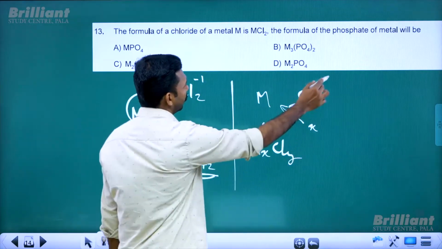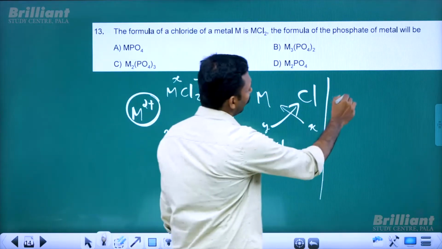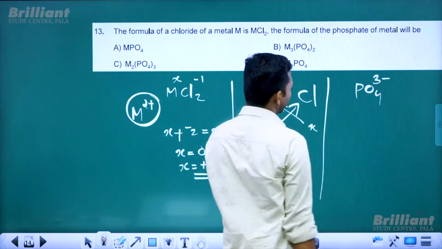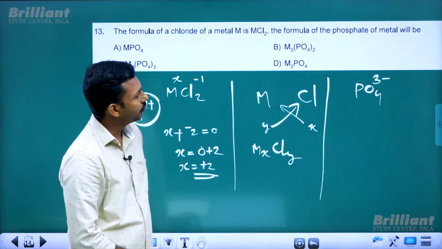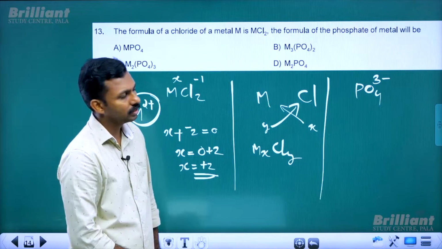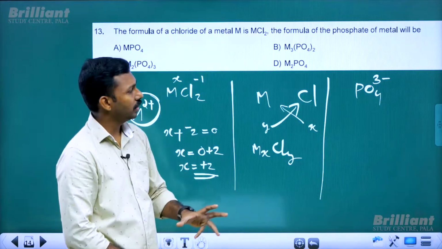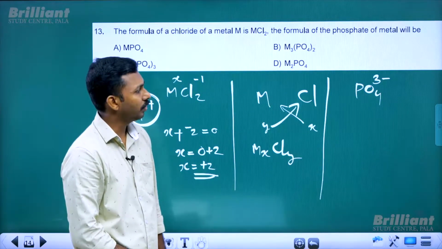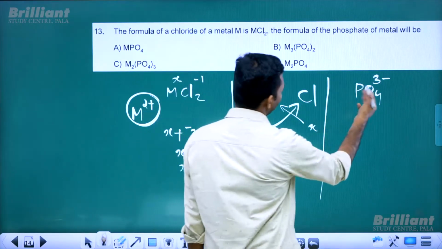Now we have to write the formula of the phosphate of the metal. Okay, we have to write the formula of phosphate of the metal. Phosphate PO4 3 minus. Okay, phosphate PO4 3 minus. Phosphate ion will be like that. This is given in your textbook. Okay, there is a list of ions given. Also in the last part I told you about phosphate anion, polyatomic ions. Okay, so PO4 3 minus.